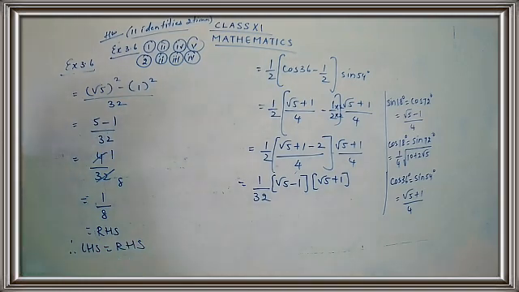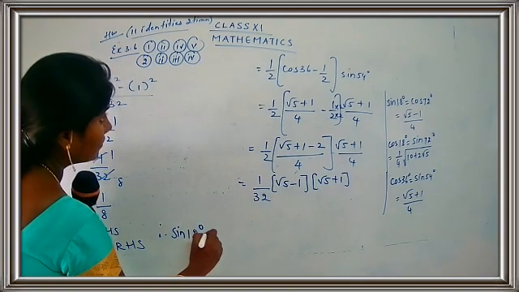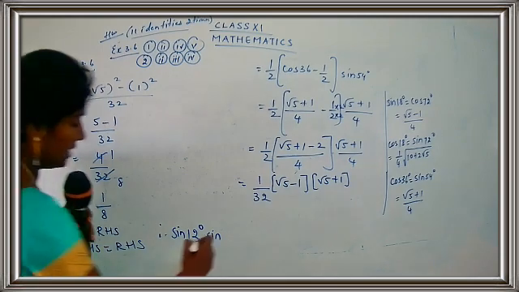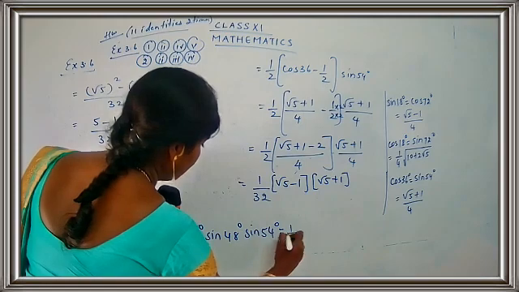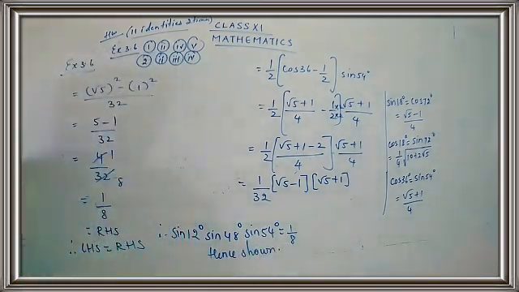Therefore, write on the question: therefore, sine 12 degrees, sine 48 degrees, sine 54 degrees is equal to 1 by 8. Hence shown. So, we have completed the final step. We have found the answer as 1 by 8 and that is the RHS. So, we have completed our answer, and we have got sine 12 degrees, sine 48 degrees, sine 54 degrees equal to 1 by 8.